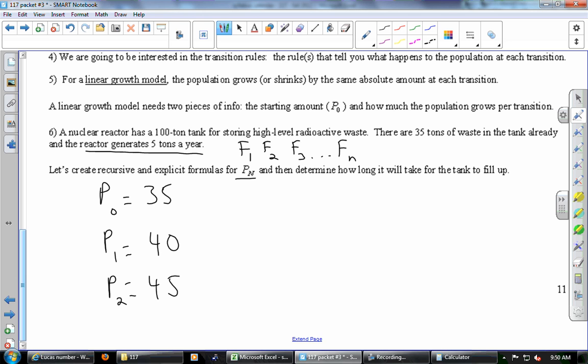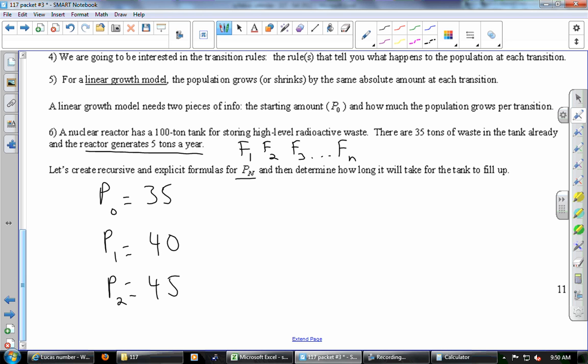So it's the same idea as the Fibonacci notation, the way that we wrote it. 35, 40, and 45 represent how much nuclear waste is in the tank, how many tons. The P0, P1, P2 are just the names that we give to say, here's how much stuff is in the tank at time 0, here's how much stuff is in the tank at time 1, and here's how much stuff is in the tank at time 2. There is a difference between the F notation and the P notation. Do you see it? It's one little difference.